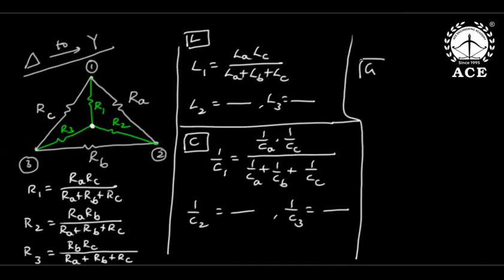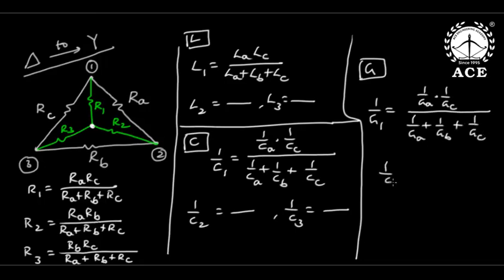Similarly, conductance also. Suppose imagine three conductances GA, GB, GC are in delta. I want its equivalent star. 1 by G1 is 1 by GA into 1 by GC by sum 1 by GA plus 1 by GB plus 1 by GC. The remaining you can write. So the set of formulas for resistance, inductance, reactance, impedance is similar. Conductance, capacitance, admittance, and susceptance are the reverse. Now remember it like that.